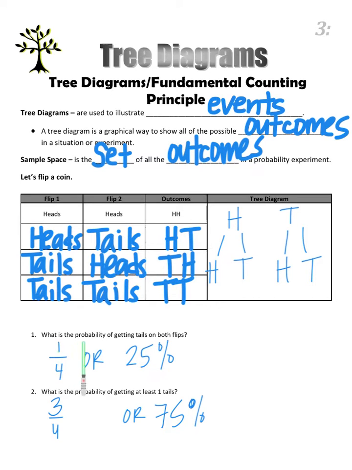So number 1, getting tails on both flips. That only happens here. So that would be 1 out of 1, 2, 3, 4 times. So 1 out of 4, or 25%. Getting at least 1 tails. 1, 2, 3, so 3 out of 4, or 75%.